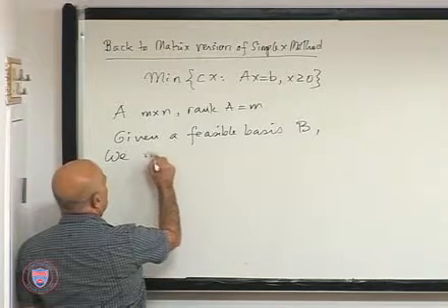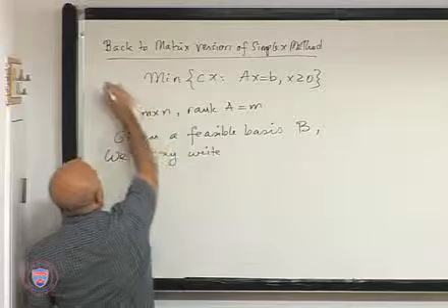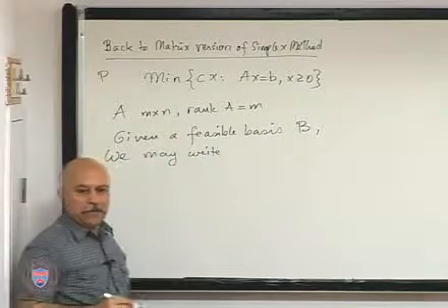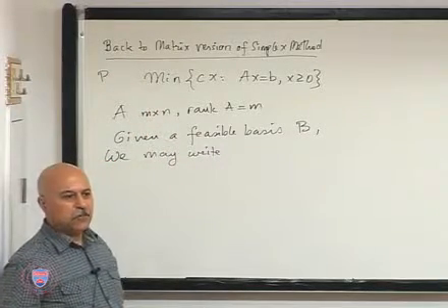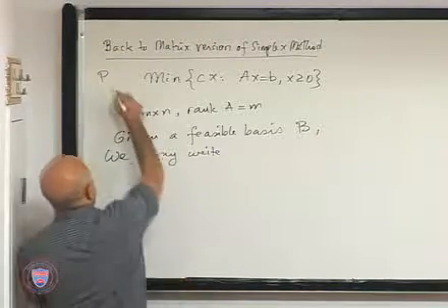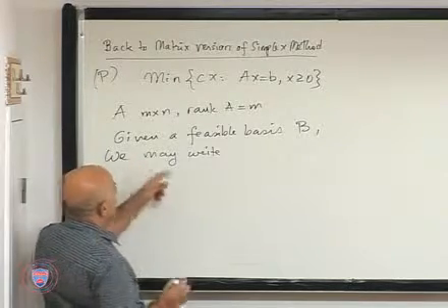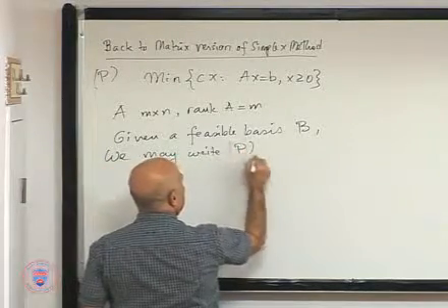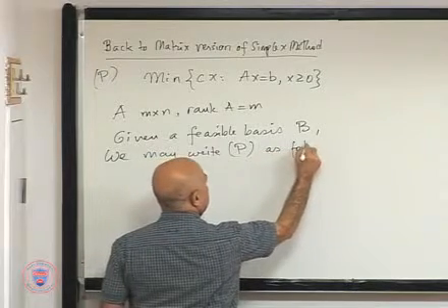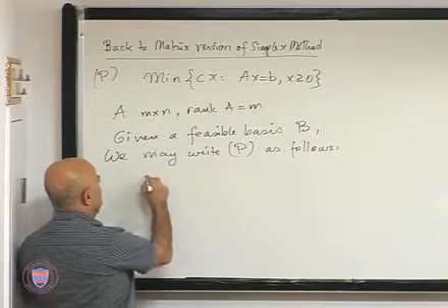And we may rewrite the original problem. I don't know if I gave a name to it before. Did I give a name to the original problem before? No name? Anyway, let's just call it P. Okay. We may write P in partitioned form relative to basis B in the following way.